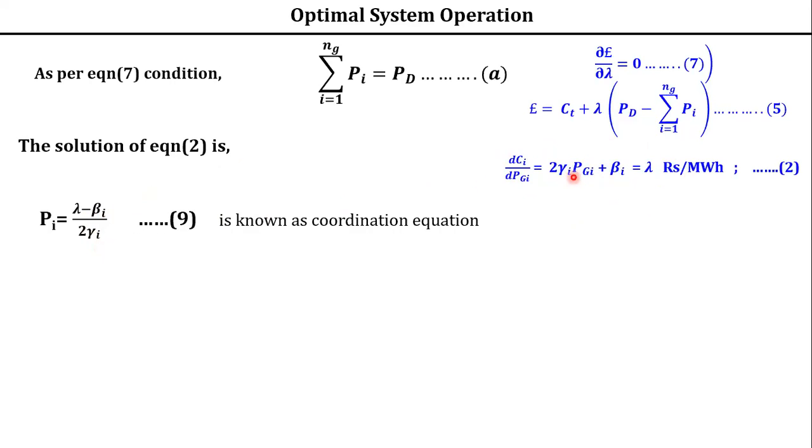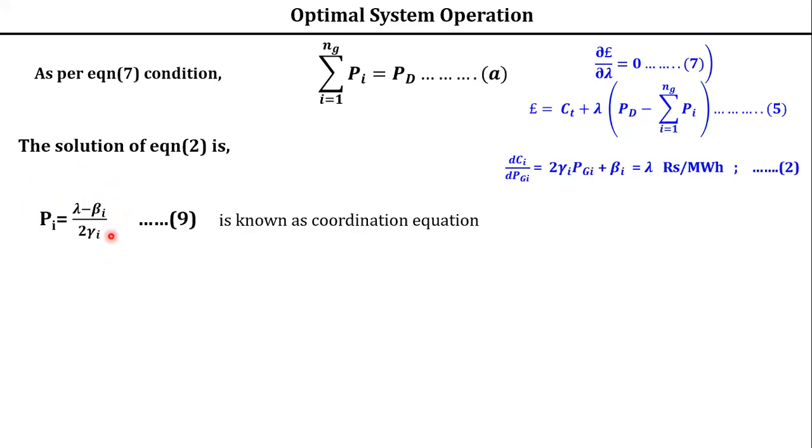Instead of PGI, I have taken it for the ith generator only. There is nothing but PI or PGI, it is one and the same. What is PGI? Real power generation at the ith bus. What is PI? It is also nothing but real power generation at the ith bus. Fine. So from this equation, you are going to get the generation equation, lambda minus beta I by 2 gamma I.